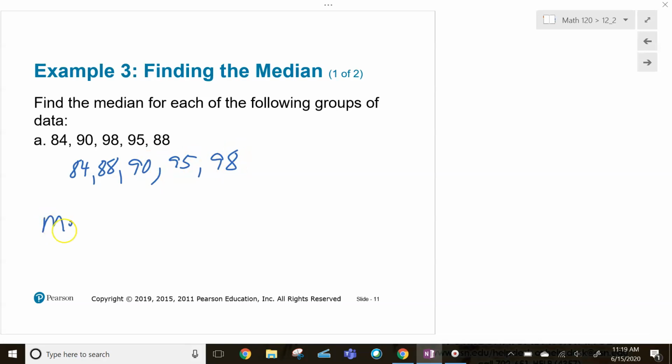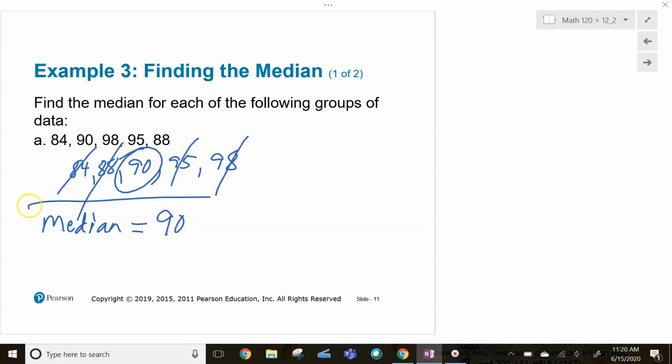So the median, since there's 5 numbers, is the middle one. I like to cross them out. So I go bottom, top. I cross them out in pairs. Bottom, top. Oh, 90 is my median. That's the middle number.